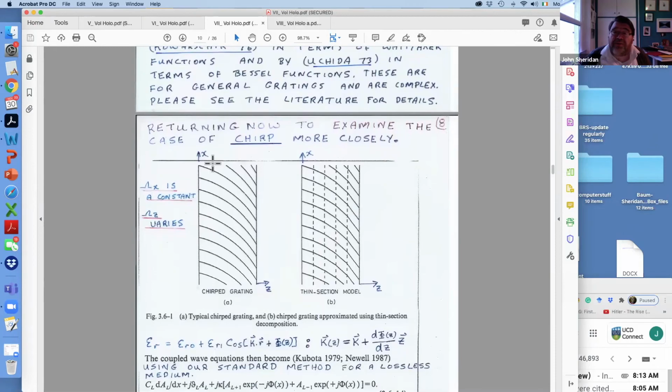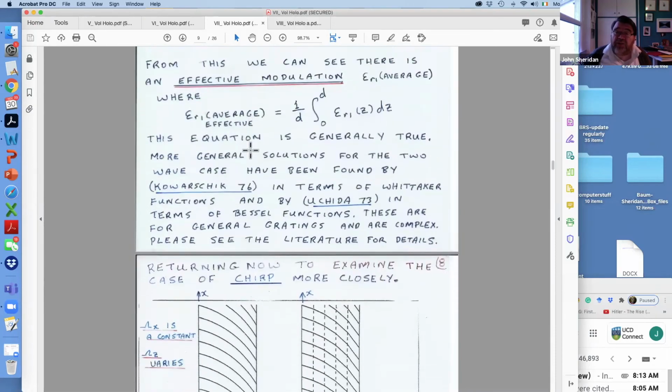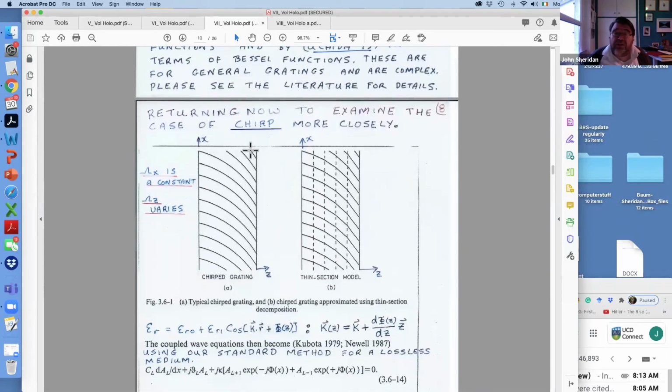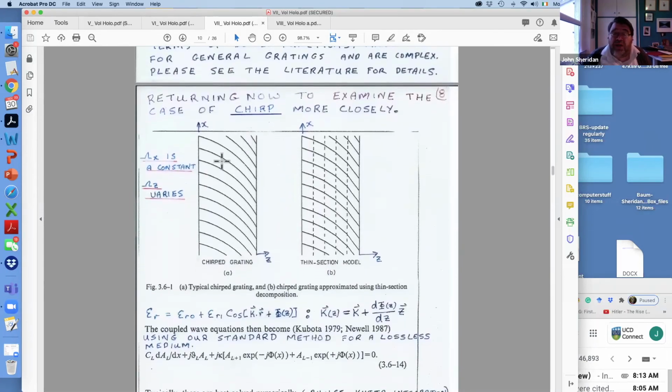We're turning now to examine the case of chirp. Above we had modulation variation, and now we've got a chirp variation. Here we show a set of fringes. We've exposed something, we've made a grating between two patterns, and this may be recorded with two spherical waves, or a spherical wave and a plane wave. We've set it up so that the period in X is constant, but the period in Z varies.